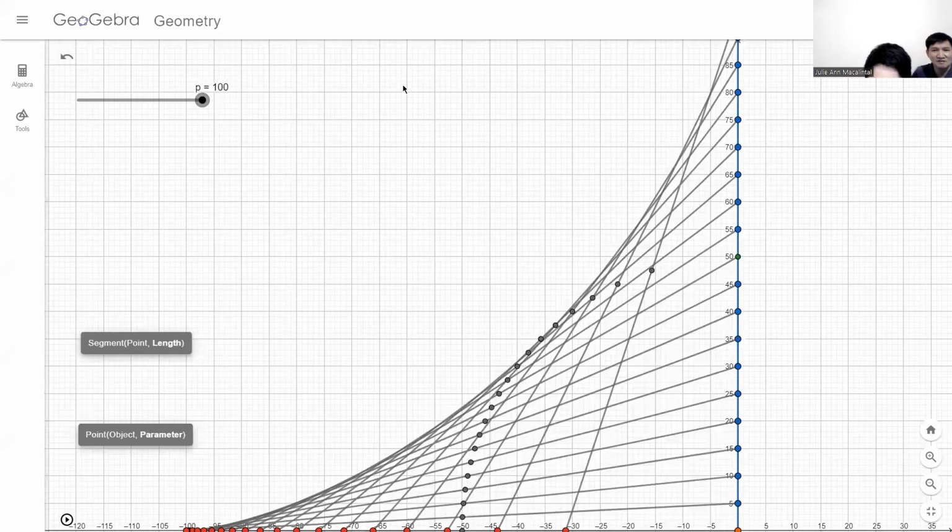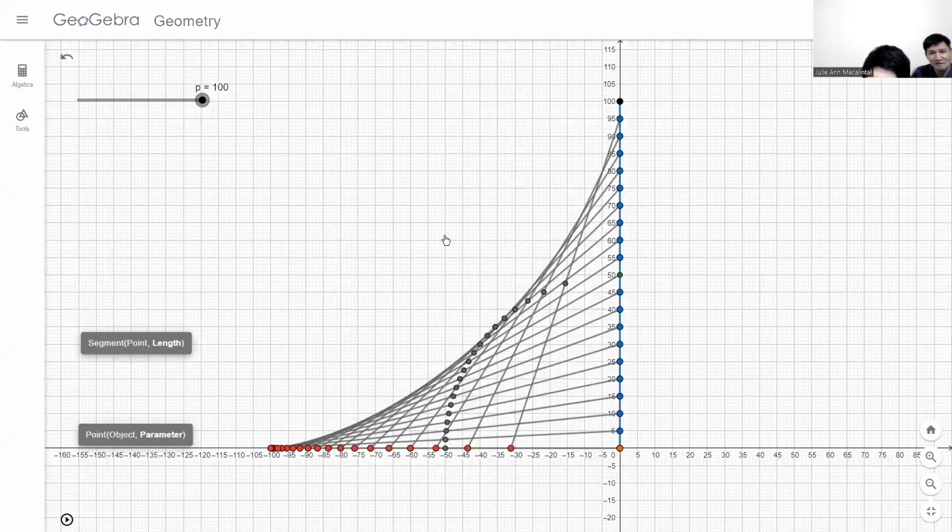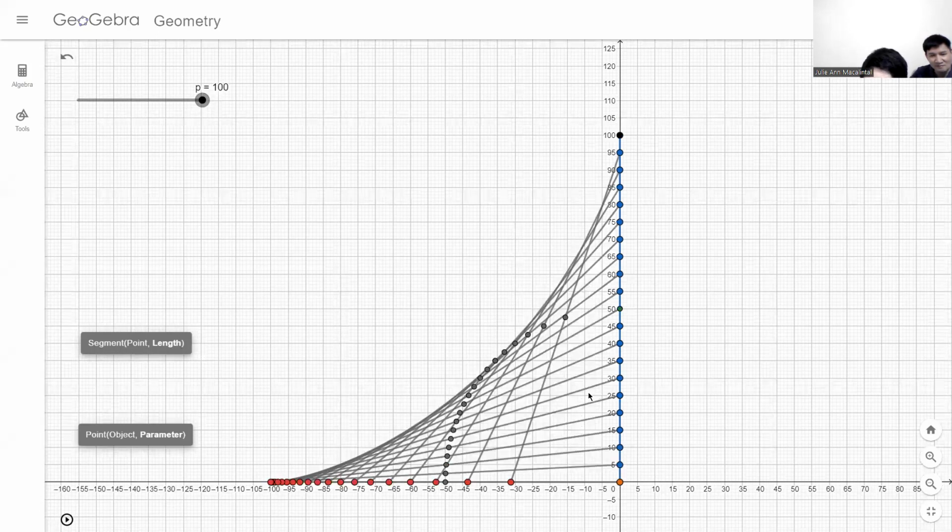So as you can see here, I already plotted where the ladder will go. And these are the points, the blue points, and the final red point. Those are where the ladder's top part will be, the top endpoint. And then the red points are the bottom endpoints. And the gray points are the midpoints. So as you can see here, they form a circle.